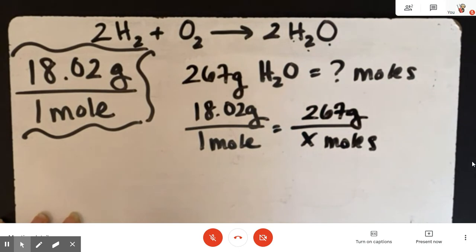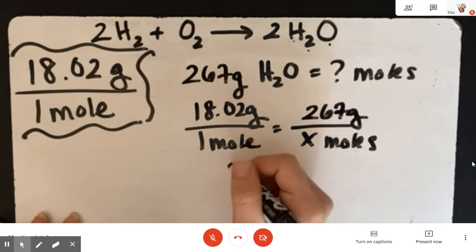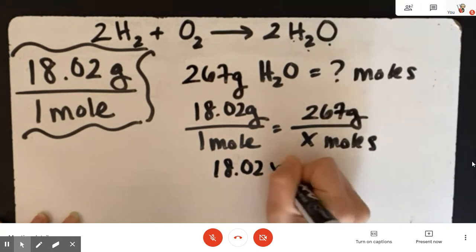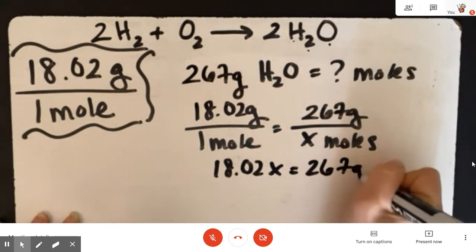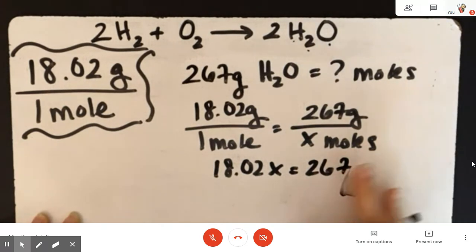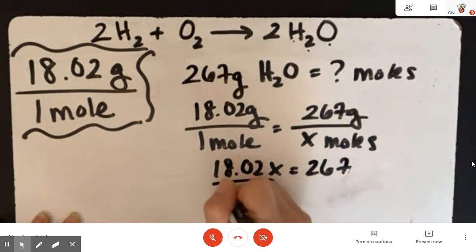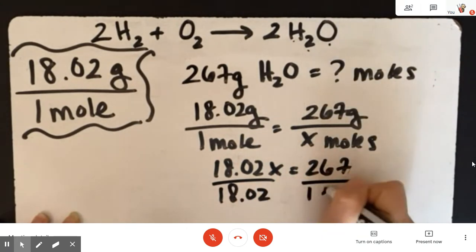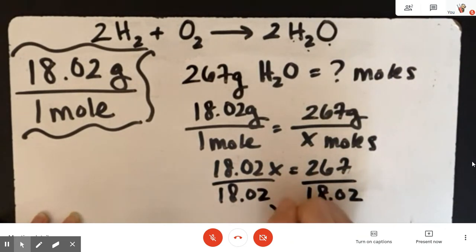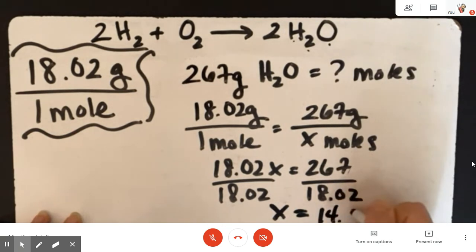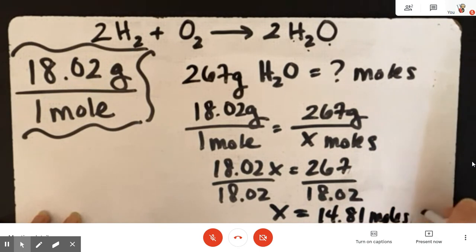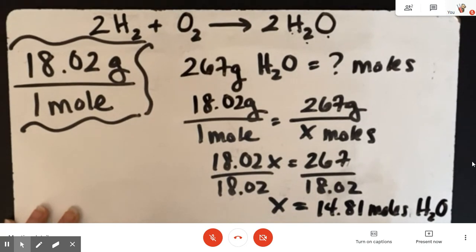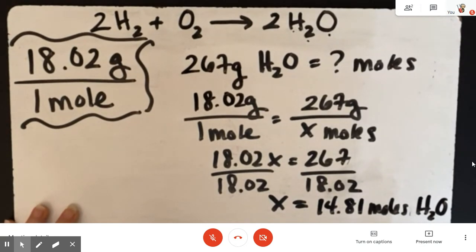Cross multiply and solve for X. We'd have to say, okay, well, 18.02 X equals 267 grams. Divide both sides by 18.02. Solve for X. And you would find that X equals 14.81 moles of H2O. Okay?